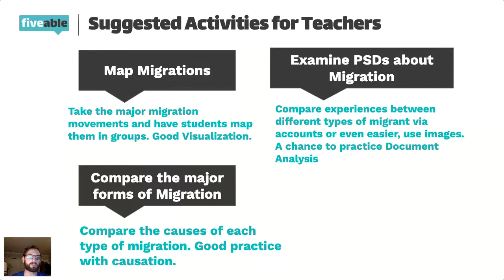You can also, something I did this year, look at some primary source documents about migration. You can compare the experience of indentured servants with the experience of settlers, and use this as an opportunity to practice some document analysis. And last but not least, you can just go ahead and compare them. So it's good practice in causation.